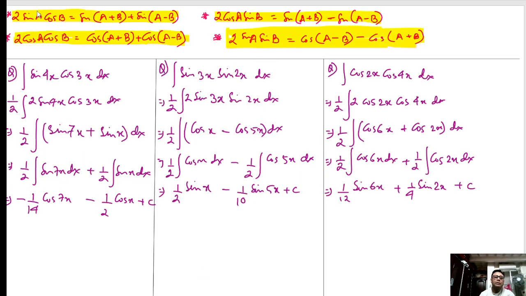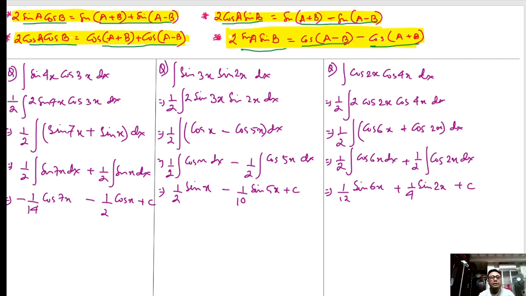Okay friends, now we will use these formulas. 2 sin a cos b is sin a plus b plus sin a minus b. 2 cos a cos b is cos a plus b plus cos a minus b. 2 cos a sin b is sin a plus b minus sin a minus b. And 2 sin a sin b will be cos a minus b minus cos a plus b. These are the formulas we will take the help of now for doing the integration.